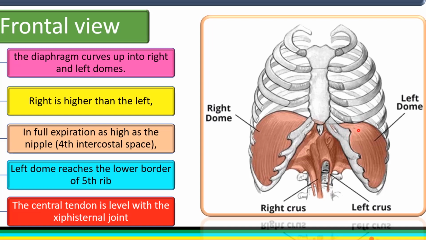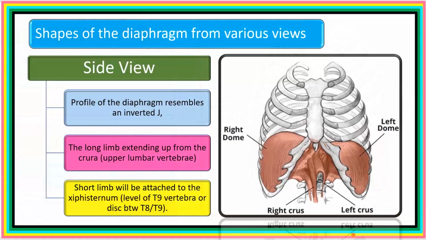And then at the left dome, we're looking at the lower border of the fifth rib. For the side view, when we view the diaphragm from the side, we'll be seeing a shape that will be like that of an inverted J.